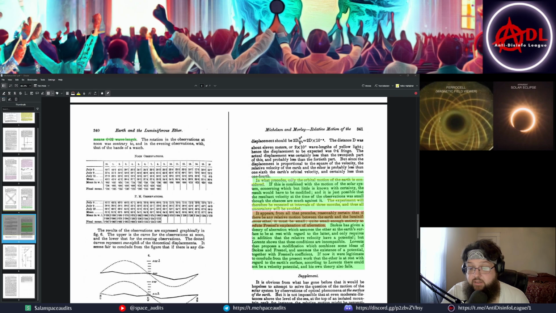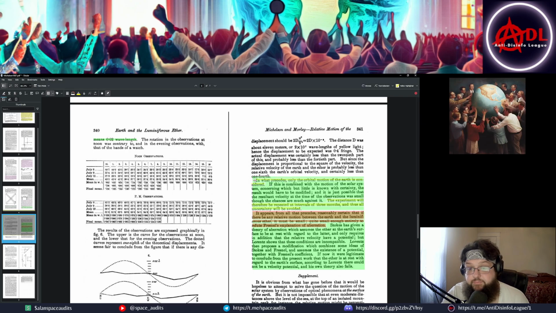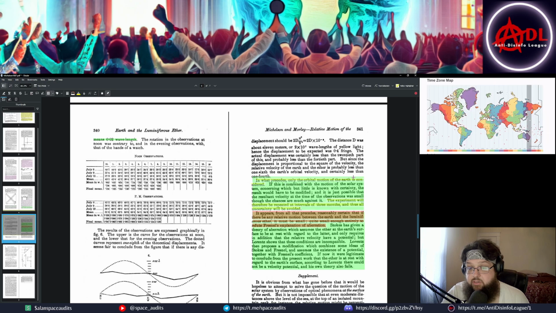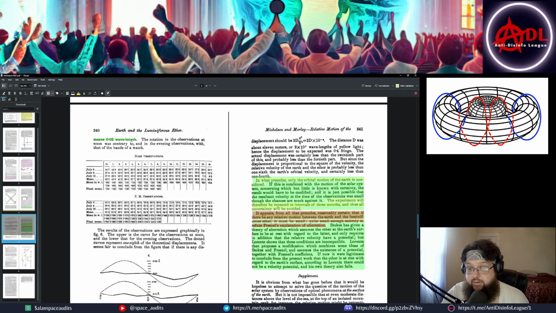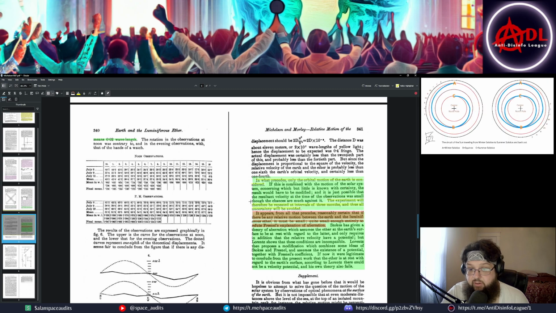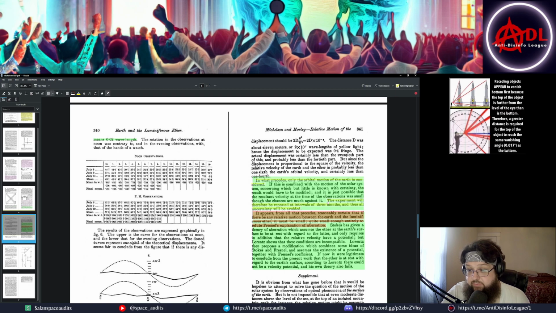In what precedes, so this is the end review of their paper, Michelson-Morley. In what precedes, only the orbital motion of the Earth is considered. If this is combined with the motion of the solar system, concerning which but little is known with certainty, the result would have been modified, and it is just possible that the resultant velocity at the time of the observation was small, though the chances of it are much against that. The experiment will therefore be repeated at intervals of 3 months, and thus uncertainty will be avoided.